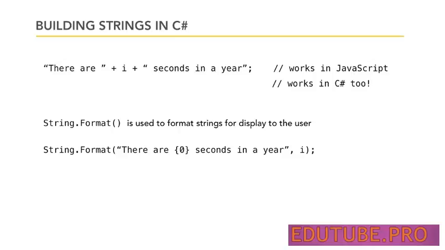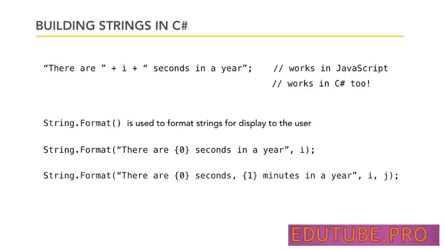So in this example, it says string.format, there are something seconds in a year, and that little i is going to be substituted where the 0 is in those curly braces. And in fact, it substitutes the entire thing. The curly braces and the 0 don't appear in the finished string. It gets substituted with the value of the data. If you had more than one, you'd simply use more than one curly brace, and you'd increment the number for each one of the variables. So in this case, if I had two arguments that I wanted to format into the string, I would simply supply those as arguments and use two sets of curly braces in the string.format argument.